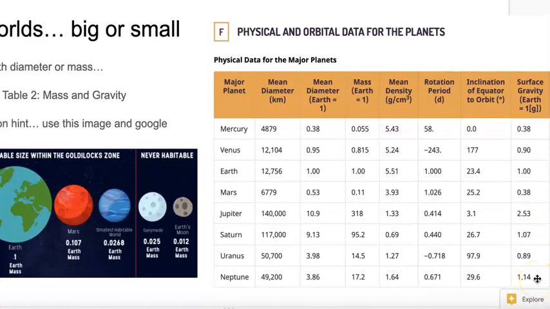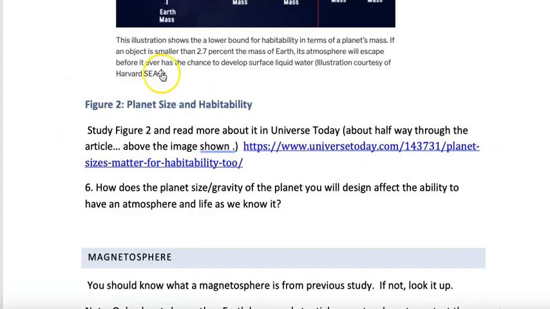It does not have the Moon on here, but you can look over here. The Moon is 0.012 Earth mass, and you could look up its gravity in terms of g. You could just Google that if you want.